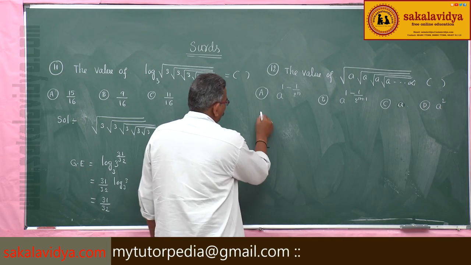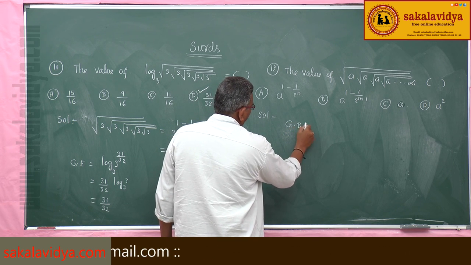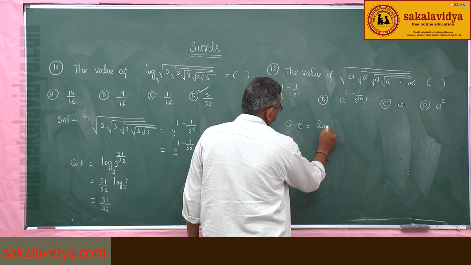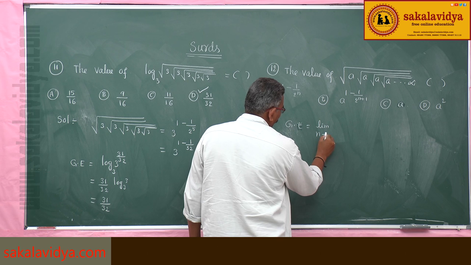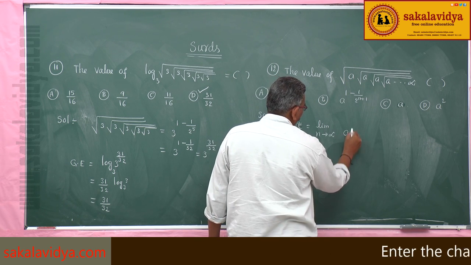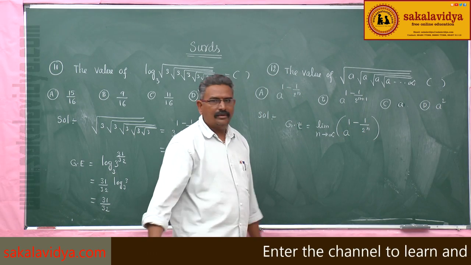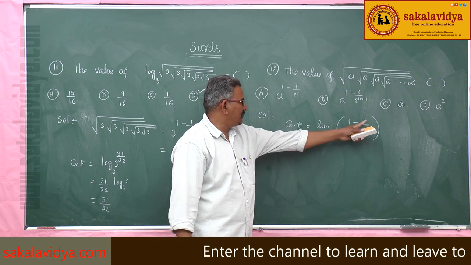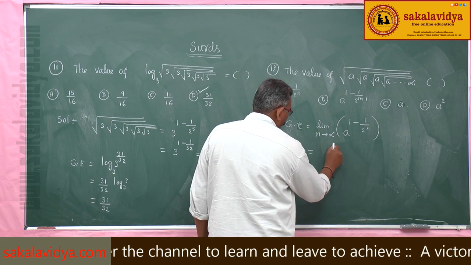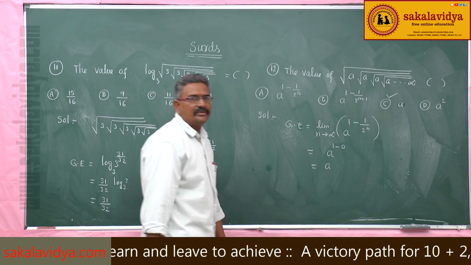So, we know that in the previous case, the given expression becomes like this. Limit here n tends to infinity, a to the power of 1 minus 1 by 2 to the power of n. As limit n tends to infinity, this 1 by 2 power n becomes 0. So, that means a to the power of 1 minus 0. So, this is a. So, option C is the right answer.